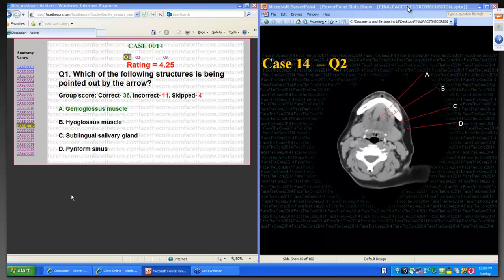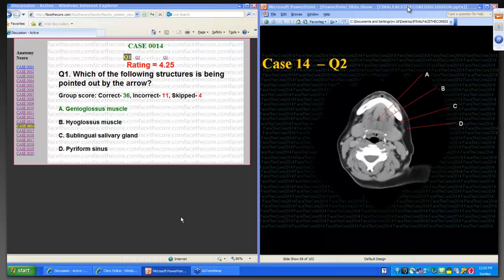What are choices A, B, and C? Okay, so B is pointing to a portion of the sublingual space there. C is pointing to the submandibular space. Remember: genioglossus, sublingual space; mylohyoid, submandibular space; platysma. Okay.